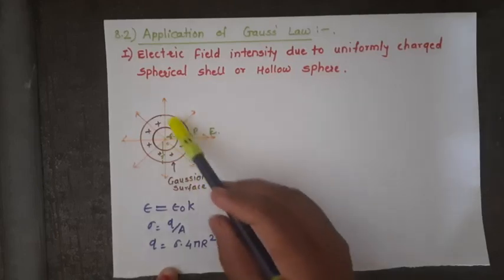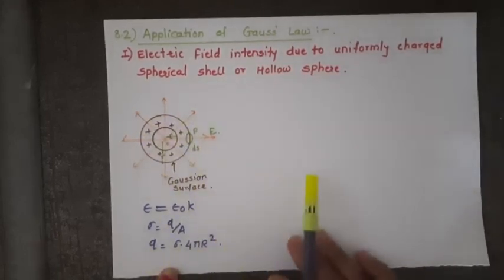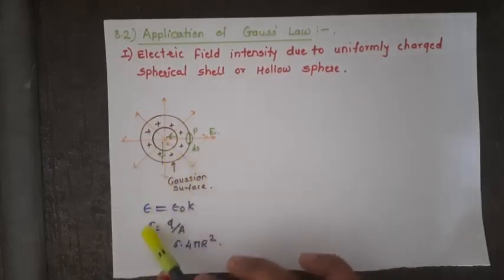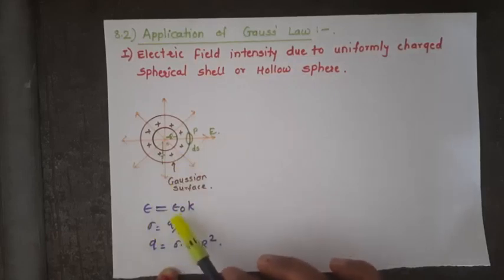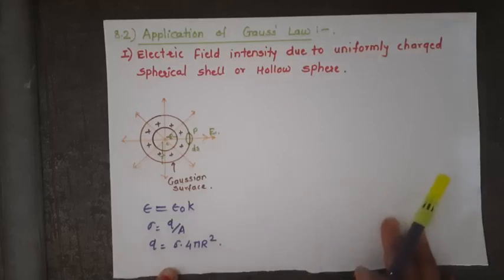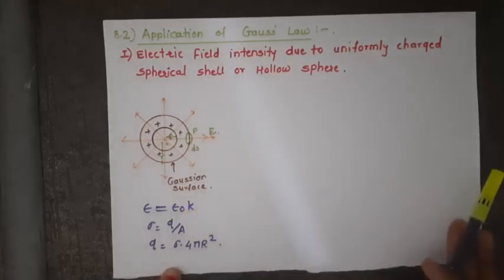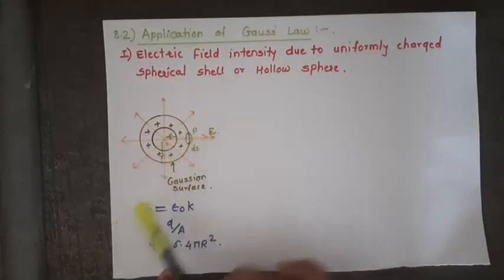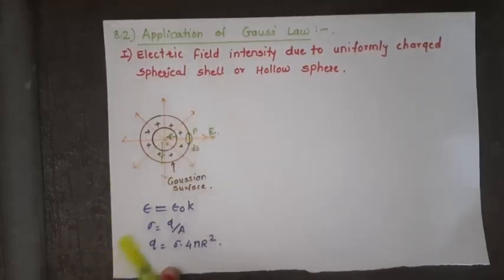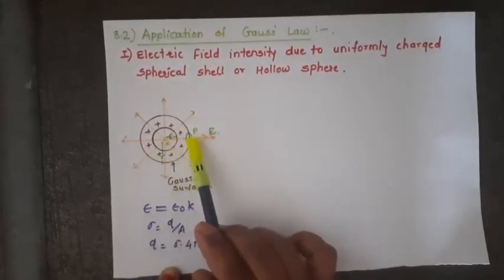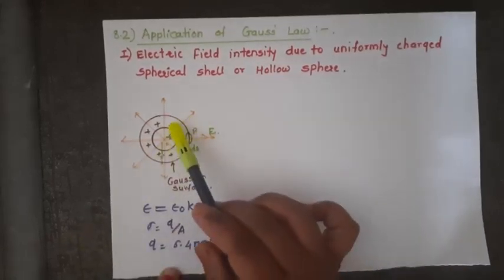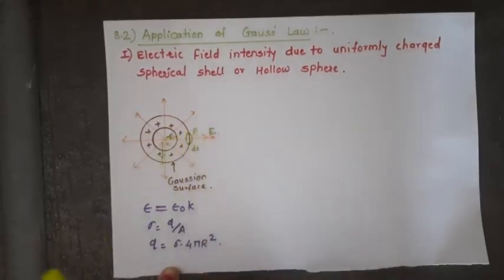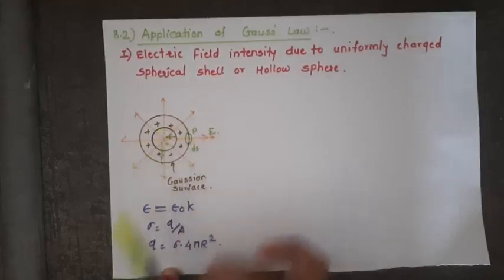This sphere is placed in a medium of permittivity epsilon, which can be written as epsilon 0 k, where k is the dielectric constant of the medium. To find the electric field intensity at point P, we calculate the electric field outside the sphere, on the sphere and inside the sphere.